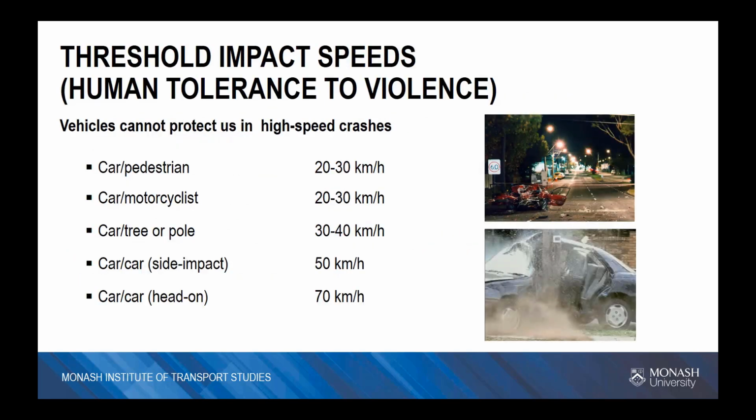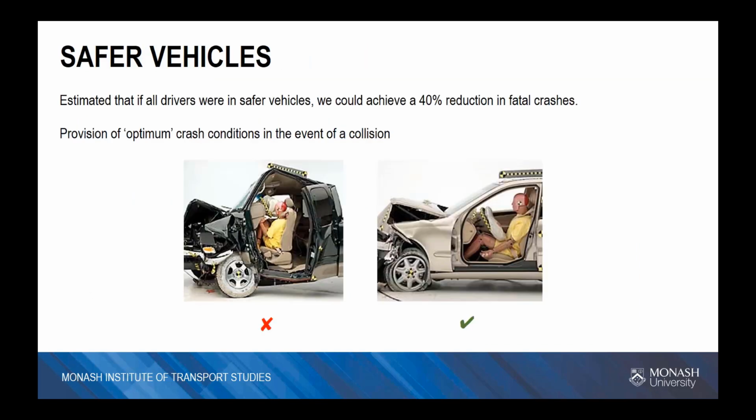Looking at some of our common crash types, the threshold for injury really does depend on the crash type, but also the impact angle. So for a pedestrian hitting a car, the threshold's about 30 kilometres per hour. Same for a motorbike. For cars hitting a tree or a pole, the threshold's generally around 40 kilometres per hour. Side impacts between cars is around 50 kilometres per hour, where head-on collisions, generally the threshold is about 70 kilometres per hour.